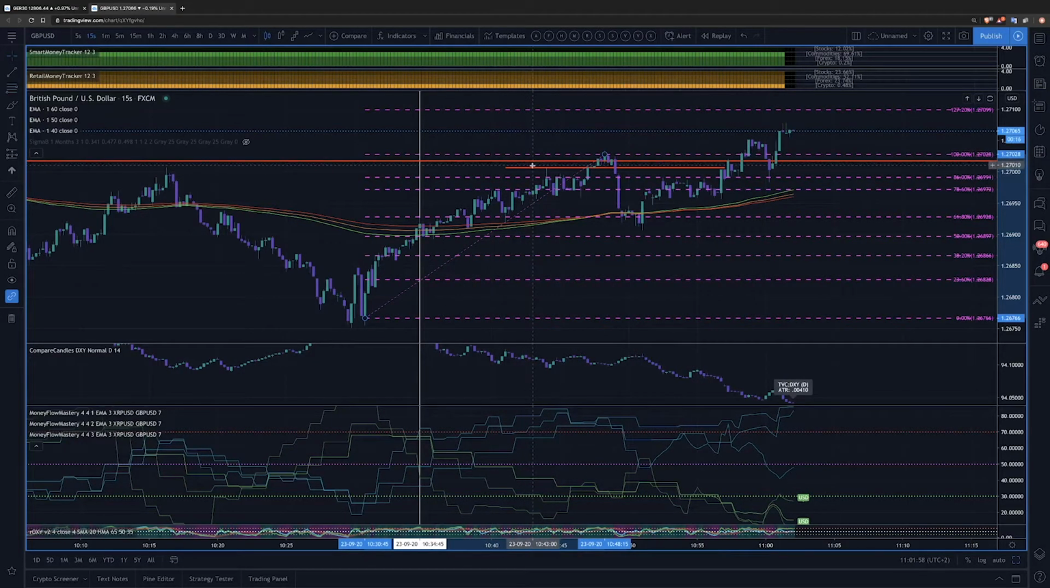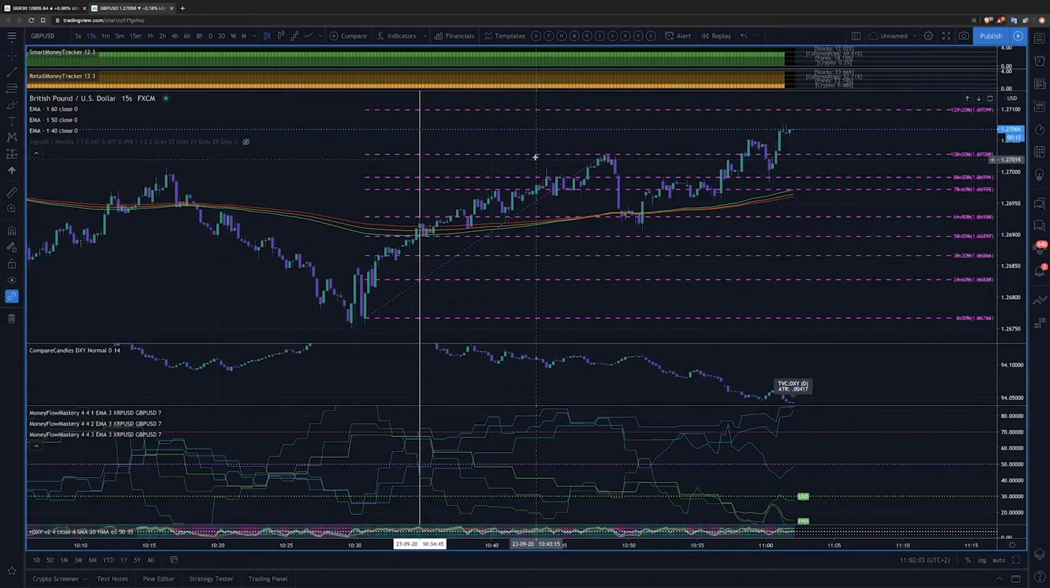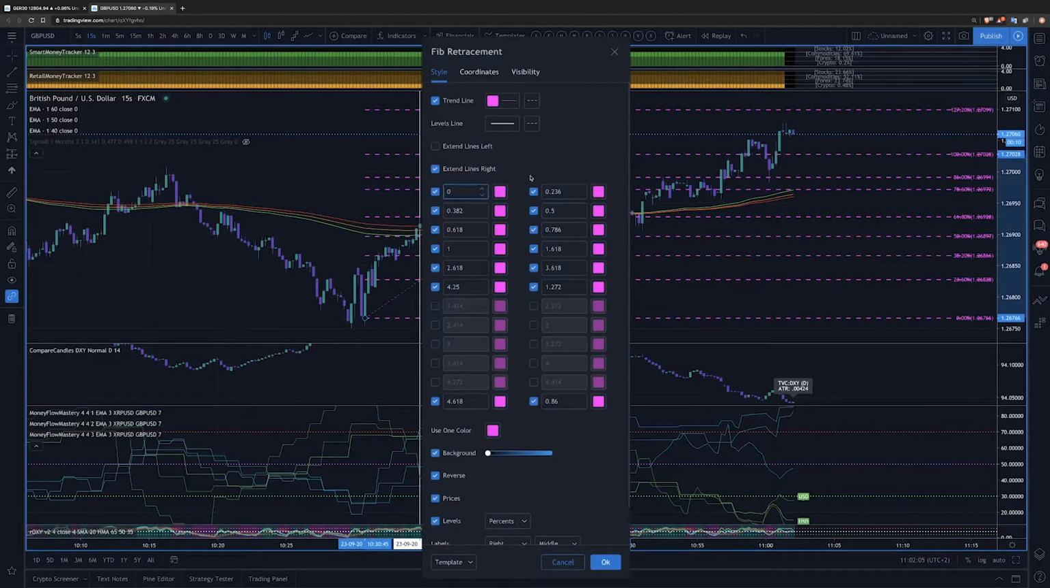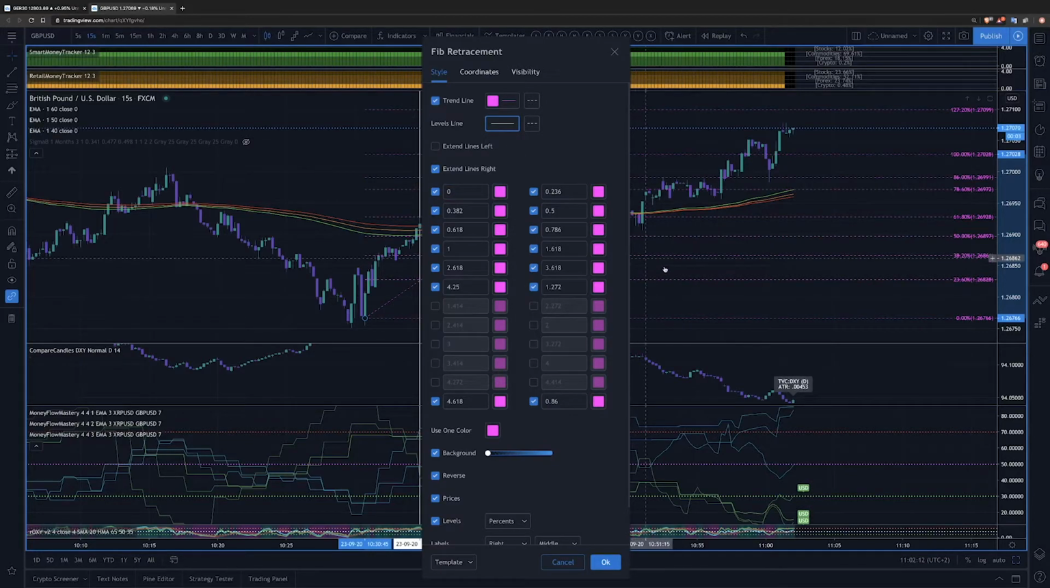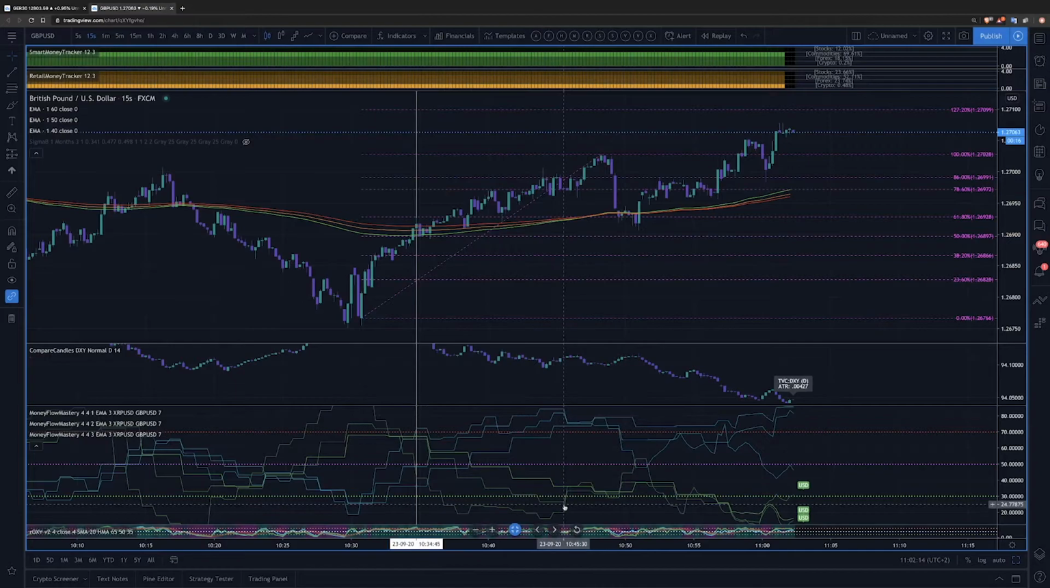Okay, let's get rid of these. And let's see if I can level lines. Yes, level lines. There we go, that's better. Not as in your face. So yeah, this looks to me like a pullback. The 2 and 3 minute are still in super bull territory.